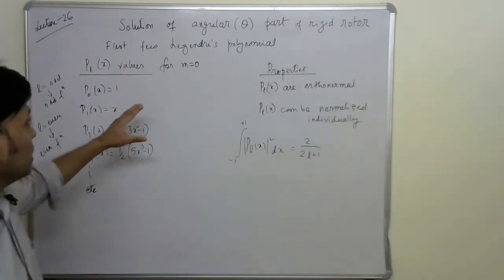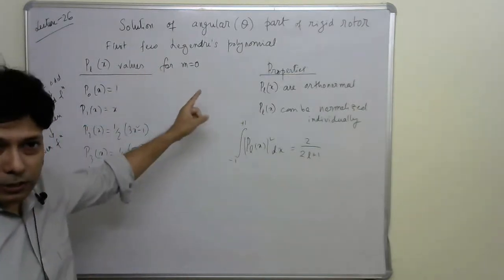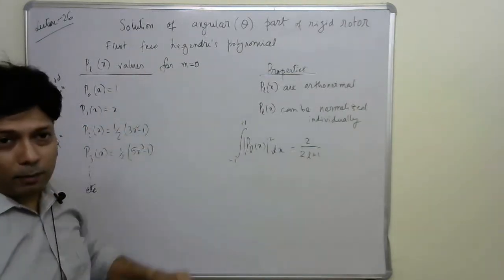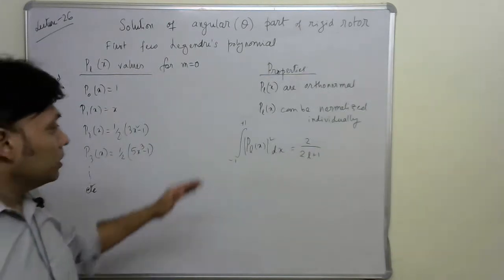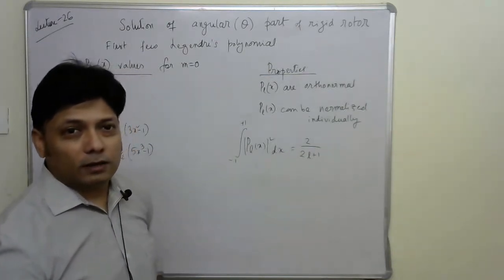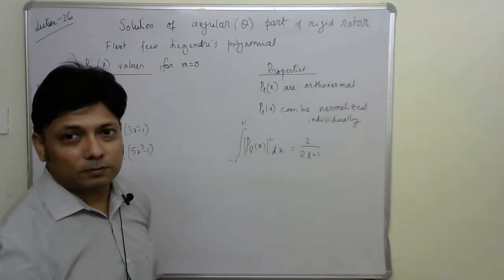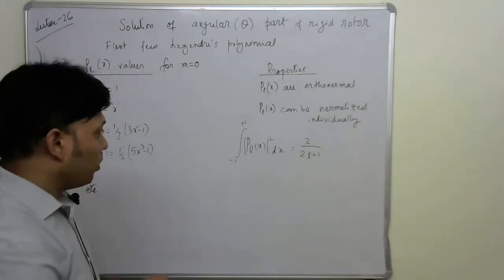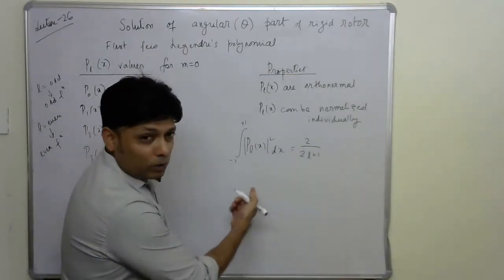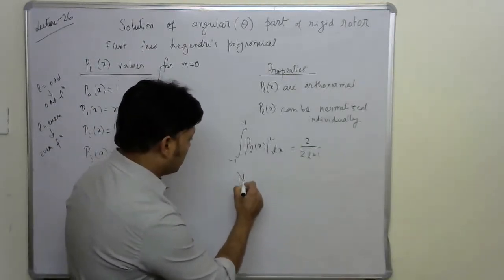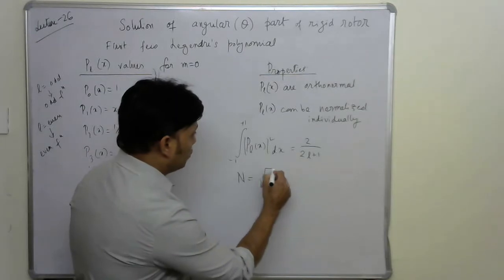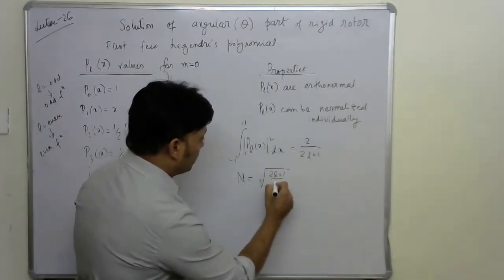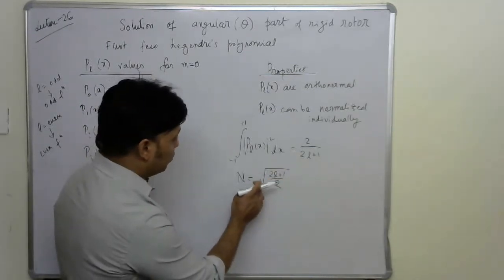Now let's quickly take a look at the associated Legendre's polynomial where m is not equal to 0. So let's clean the board and look at the expressions. Okay, before we move on, I must admit that once again I made a mistake. The normalization constant should be the root of 2l plus 1 divided by 2. I missed the root part.